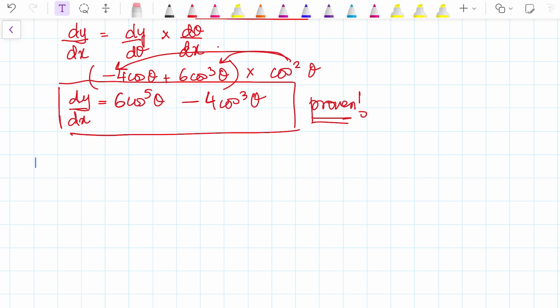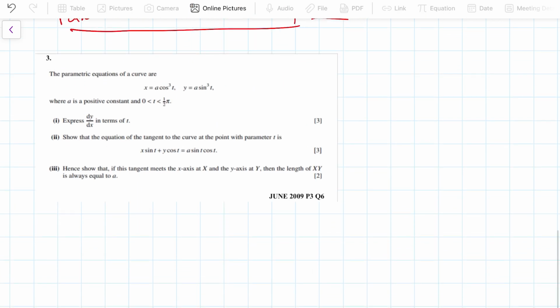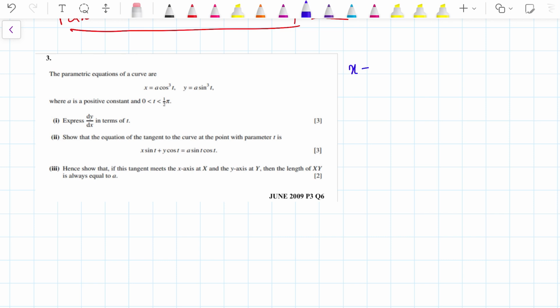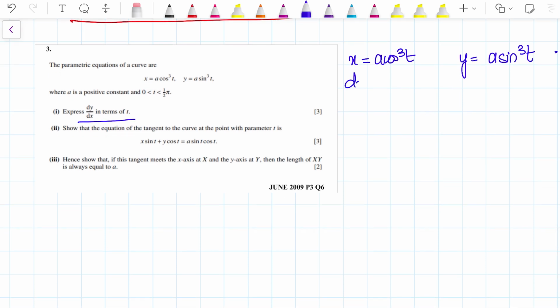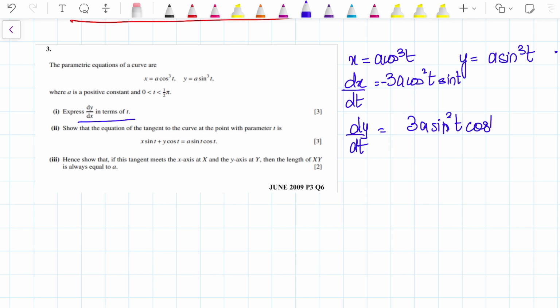Let's copy down another question. The parametric equations of the curve are x is equal to a cos cube t, y is equal to a sine cube t. The first question says we have to find out dy by dx. What is the differential of x? Bring the power down, subtract 1 from the power. Cos differential is minus sine. Dy upon dt: bring the power down, subtract 1 from the power, and the differential of sine is cos t. We're using the power rule to differentiate the power functions of trigonometry.